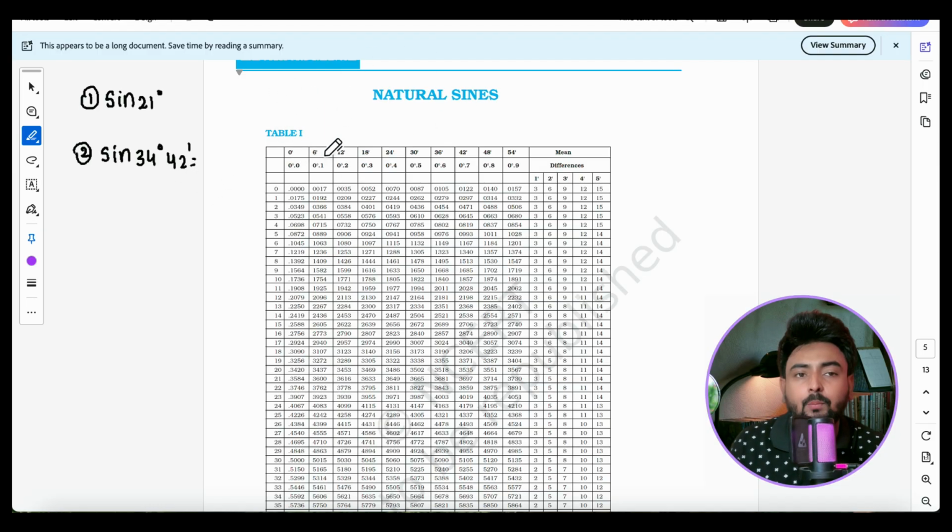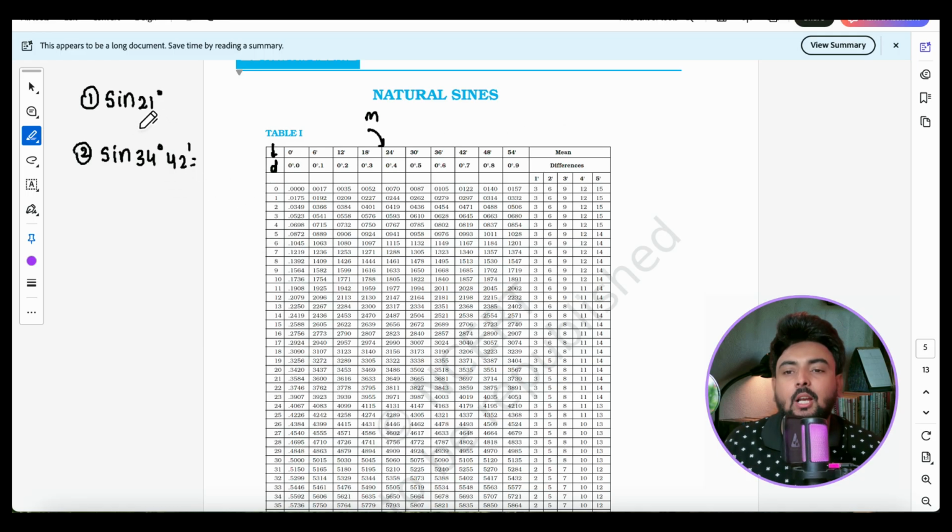Now children, when you open the log table, you will find that in the first column the degrees are written. Here we have all the degrees, and here we have minutes. You can see 0, 6 minutes, 12 minutes, so these are minutes. This column is for the degrees, and the row is for the minutes. Now for example, we need to find the value of sine 21.